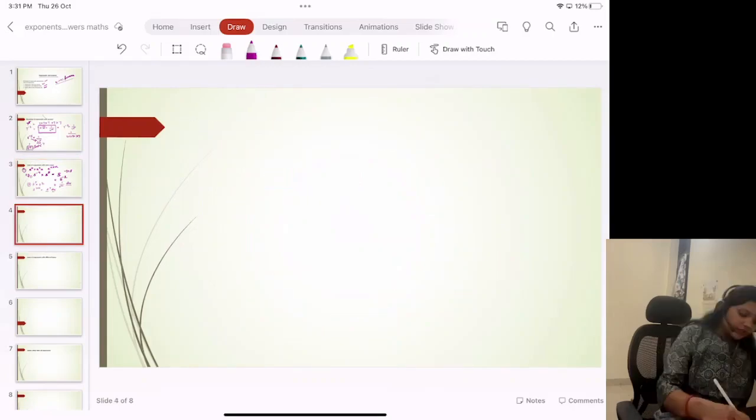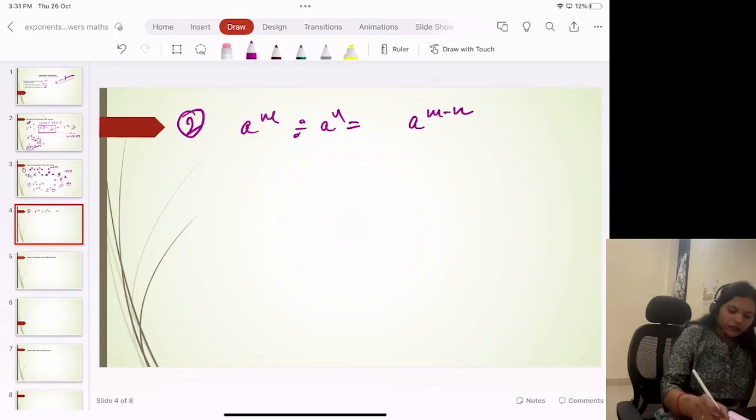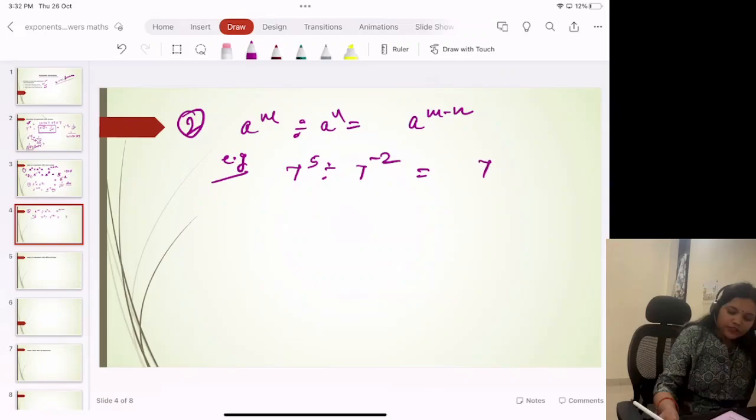Now the second property is a to the power m divided by a to the power n, it becomes a to the power m minus n. Let's take an example. If I say 7 to the power 5 divided by 7 to the power minus 2. So here the base is the same, 5 minus minus 2. We put the minus sign between the two powers.